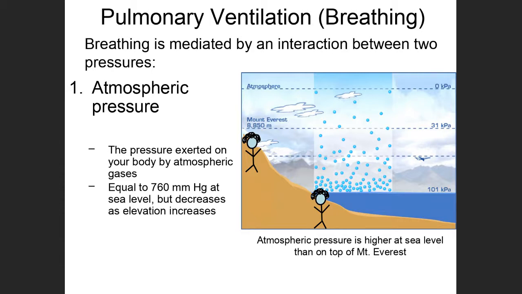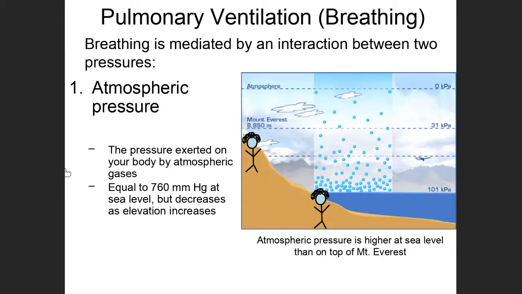But before we get into that, I want to tell you about a couple of different pressures that actually influence pulmonary ventilation and allow us to be able to inhale and exhale. And the first of these is what's known as atmospheric pressure. So atmospheric pressure is the pressure of the atmosphere around us. It's the pressure of the air that surrounds our body. It's the pressure that's located outside of our bodies. The other pressure that breathing is mediated by is what's known as intrapulmonary pressure. So intrapulmonary pressure, as its name implies, is pressure within the lungs.